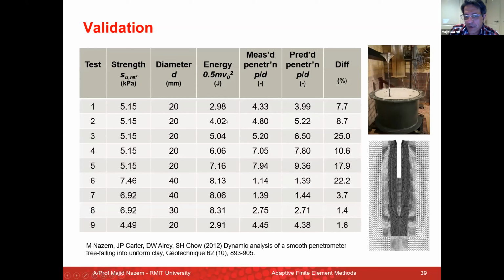we have compared our numerical results with some experimental results. These tests were conducted by my colleagues at the University of Sydney. Basically, they dropped some free-falling penetrometers onto a layer of soil. So we have measured penetrations in the lab, and we have predicted penetrations by the finite element method, or our adaptive technique here. And the difference between the measured and predicted penetrations ranges from 1.4% up to a maximum of 25%. Overall, we were quite happy with our numerical method, and we basically took care of its validation.